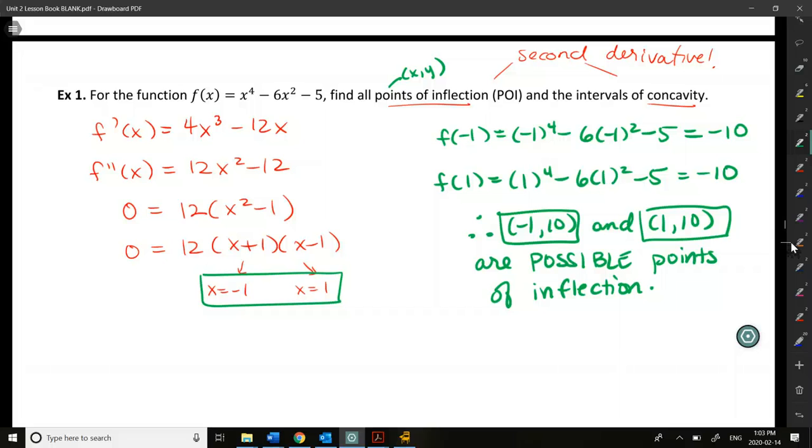So is there a change in concavity or not? Derek? Yes, thank you for both of those.